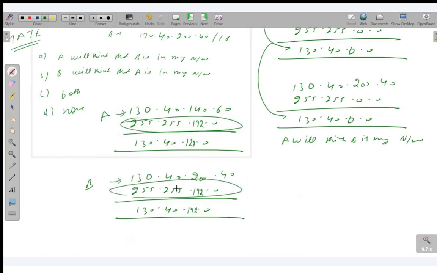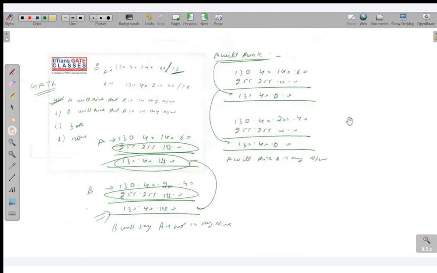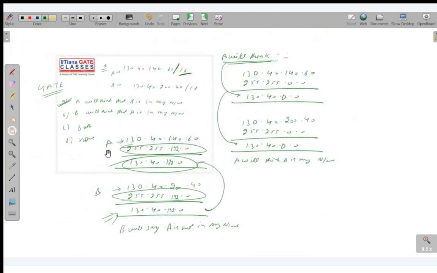Okay, so now B will find its own net ID. The B net ID is this, and now B is applying its own net mask with the IP address of A to find the net ID, and this net ID it has got. So these two net IDs are different. So clearly B will say A is not in my network. So obviously what is the answer? A is correct. B is false. This is a great question. So I think you have got it, how we will solve this type of question.